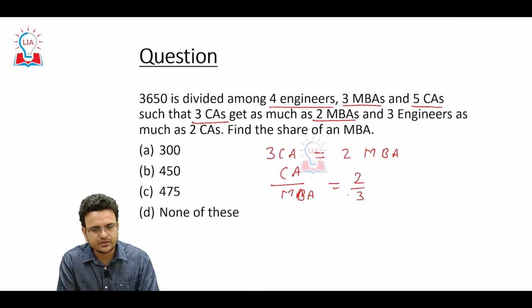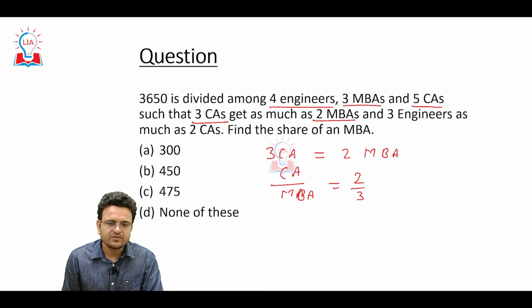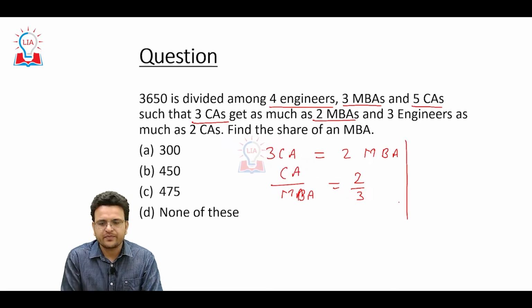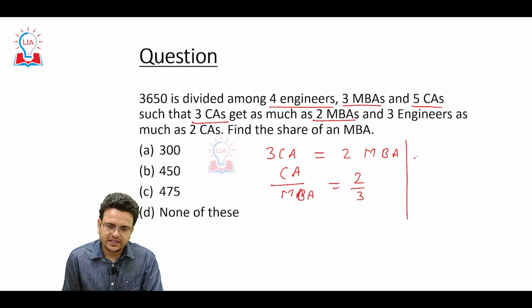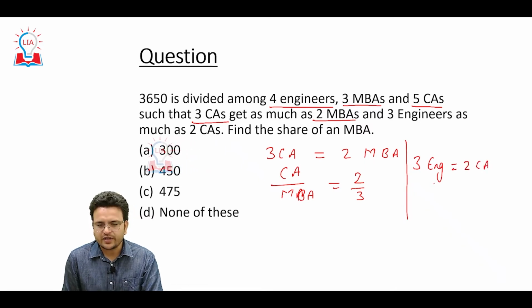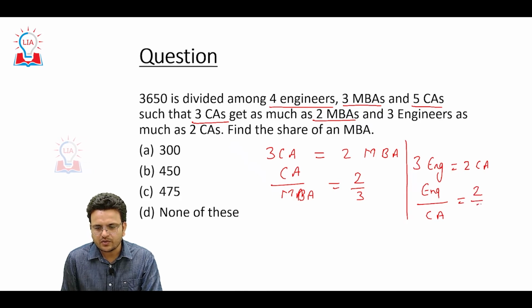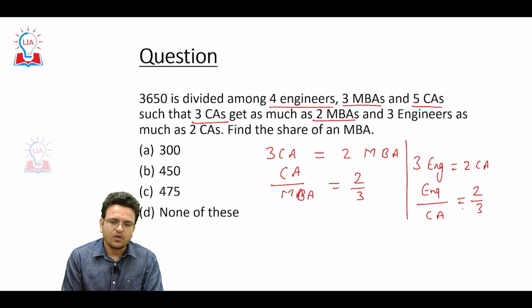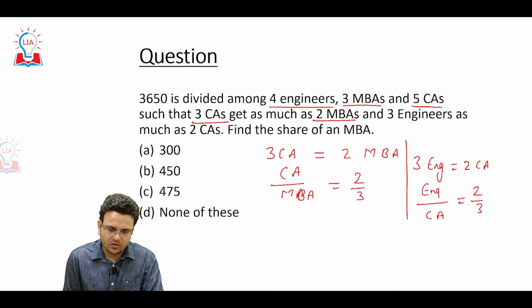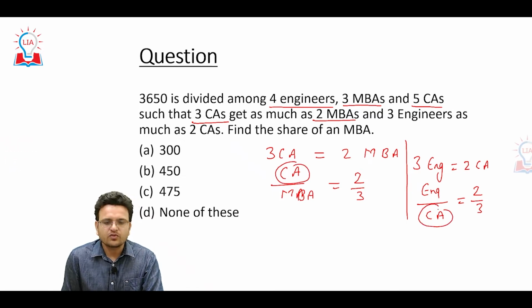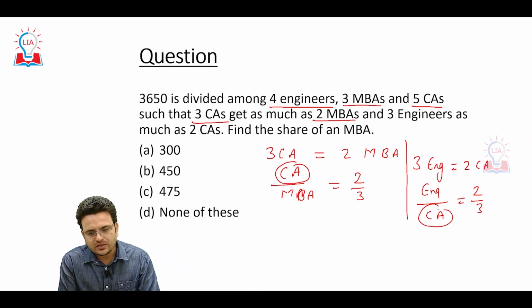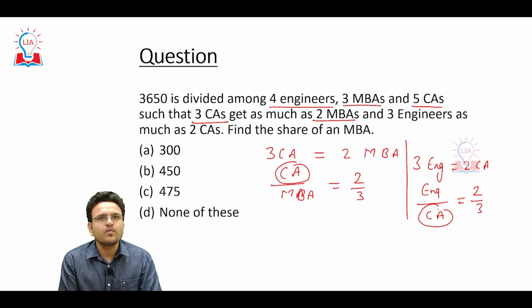Okay, we got one ratio, and 3 engineer as much as 2 CA. Again we know that 3 engineer equal to 2 CA. So here it will be engineer upon CA equal to 2 upon 3. Here we know that CA is common between two things. So what we can do, we can try to make the CA a common value.